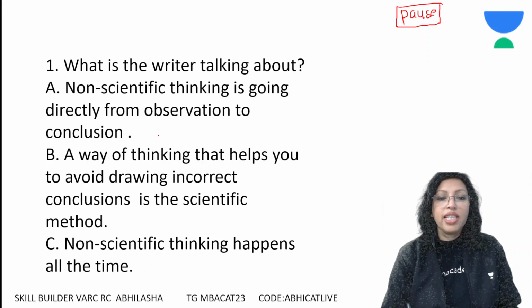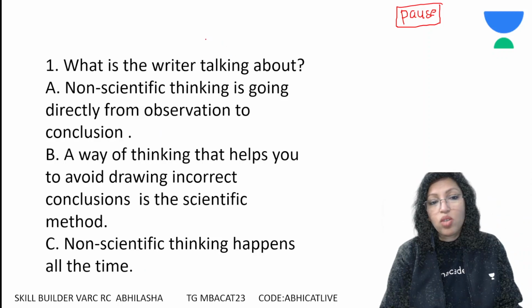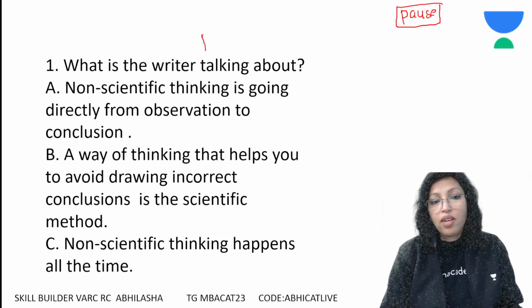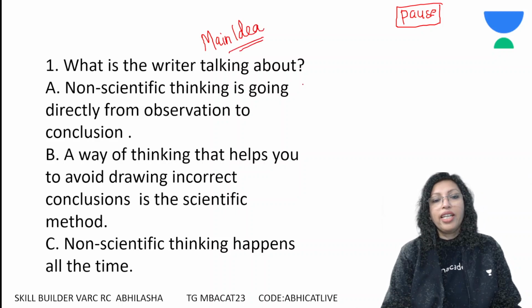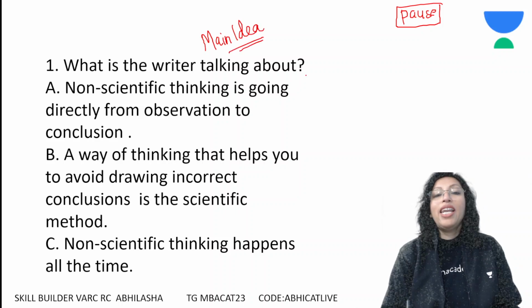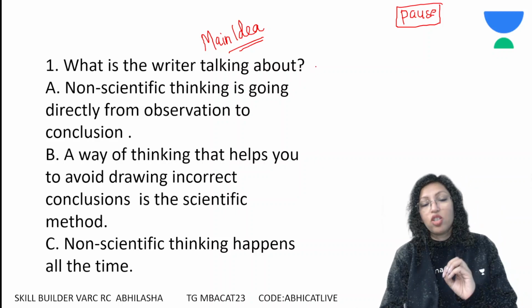Okay, what is the writer talking about? Now, please understand, what does this question mean? It means what is the main idea of the passage? Please understand, what the writer is talking about does not mean a listing of the facts of the passage. It is not saying, oh, what all has he talked about.